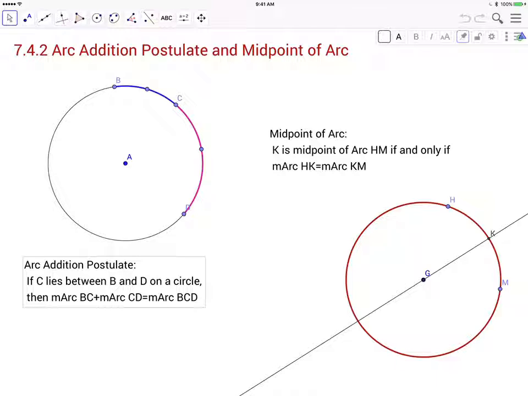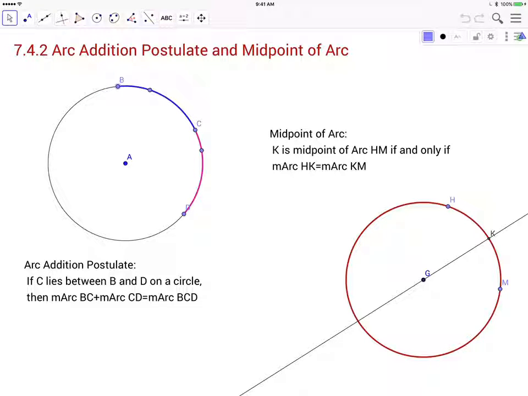and the idea of being between means that C is on the circle, somewhere between B and D, then the measure of arc BC, which is up here, plus the measure of arc CD would be equal to the whole entire thing. So just a quick graphic to show something that should be fairly obvious.